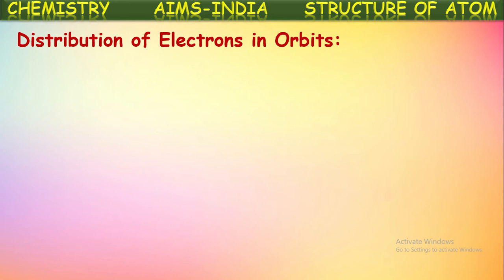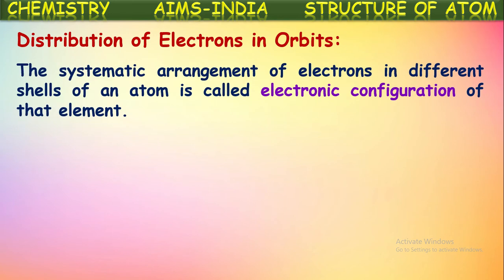distribution of electrons in the orbits. The systematic arrangement of electrons in different shells of atoms is called the electronic configuration of that element. So we are saying that at the center of the atom is the nucleus, which contains the complete positive charge and mass. Around this, electrons are revolving in concentric circular paths called orbits. But how many electrons are revolving in each orbit? That arrangement of electrons in a systematic way is called the electronic configuration of that element.